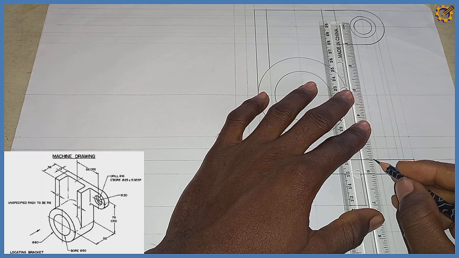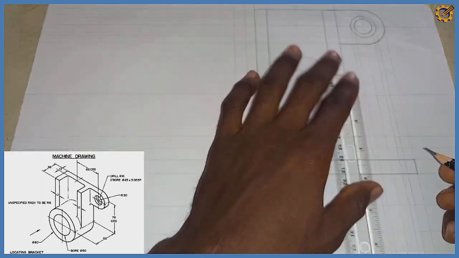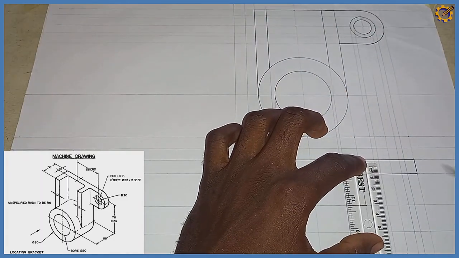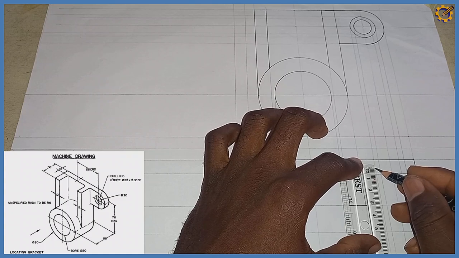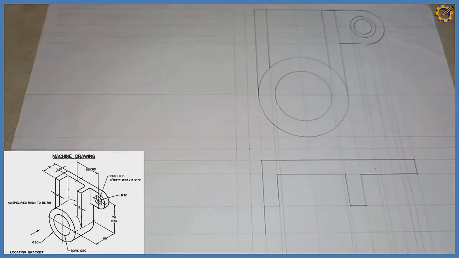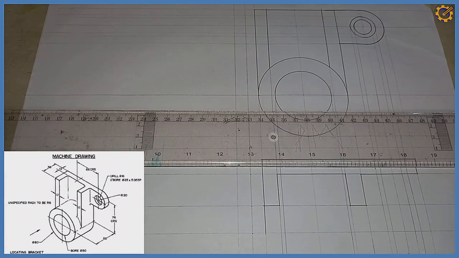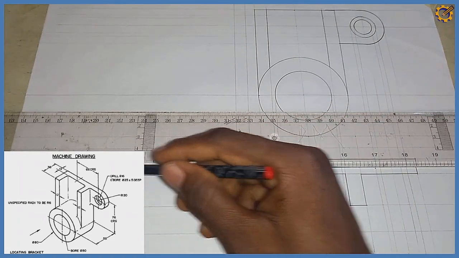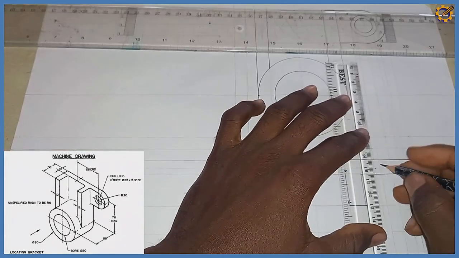This first hole here, that hole of diameter 25, the depth is what? Depth of 5. So coming right here with my ruler from this edge, I'm going to measure a mark of 5. So this is the mark of 5 right there. That mark of 5, I'm going to project it horizontally, which is this right here.